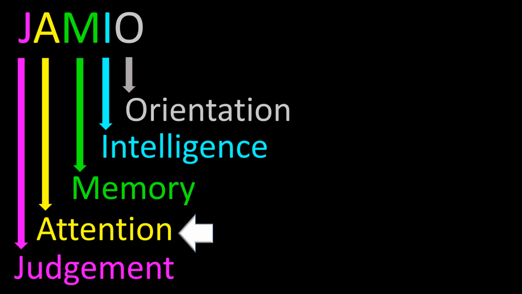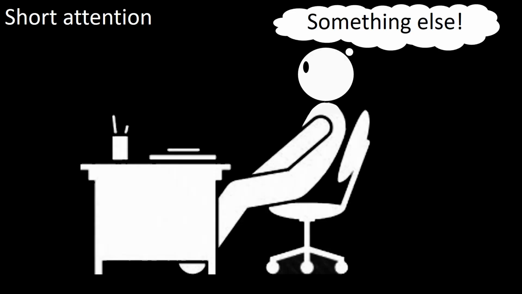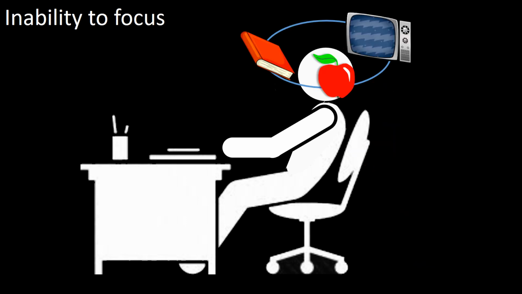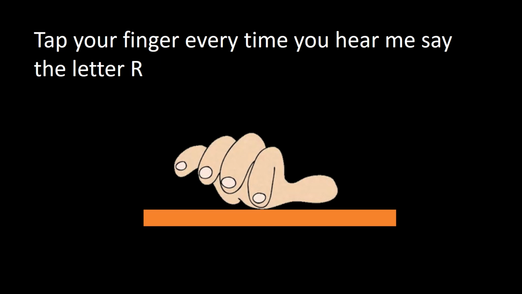After judgment, we evaluate attention. The symptoms that suggest an attention problem are short attention, too much attention, and inability to focus. Attention can be tested in many different ways. My favorite is to ask the patient to tap with the index finger every time they hear me say the letter R. And I go on mentioning random letters intermixed with the letter R for about 15 seconds. At the conclusion, I tabulate the times the patient missed tapping when I said R. Normally, there is no miss.